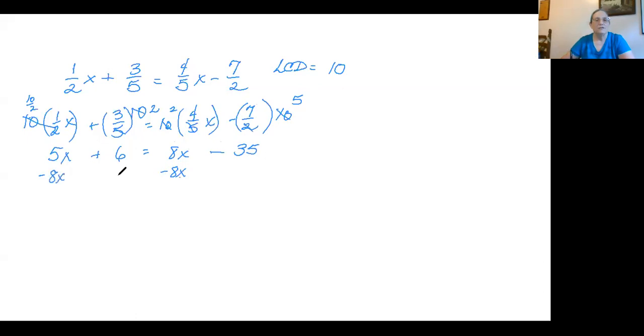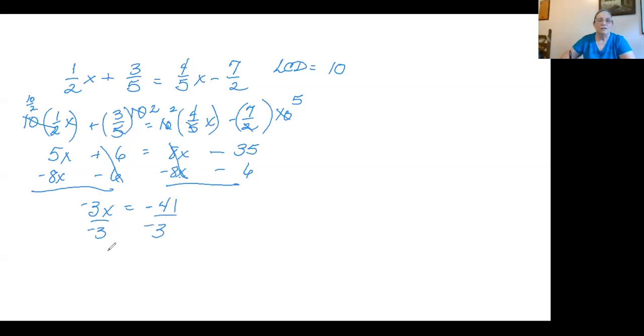So I can move my x's to the same side. I can move my 6 and my 35 to the same side. Make sure that this side and this side exactly match. Make sure these are opposites. These are opposites. So minus 3x equals minus 41. Division by negative 3 gives me x equals a positive 41/3.